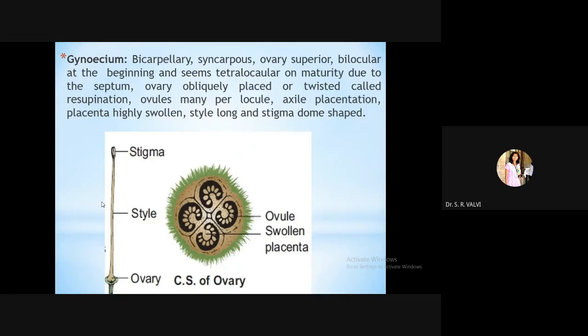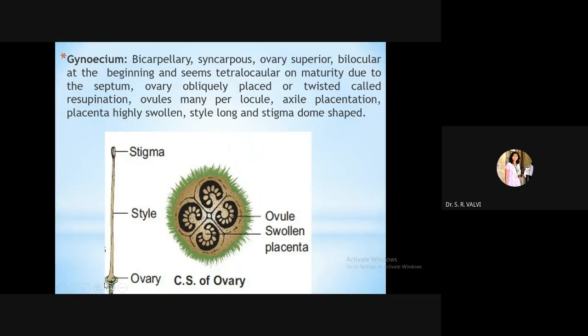Now the next term is the inner floral whorl, that is gynoecium. Here, gynoecium is bicarpellary. Two carpels are there. Hence even if we are looking here at one, it is two because it is fused. See the second term, syn. Syn means fused. Syncarpous. These two are fused together and hence appear as one.